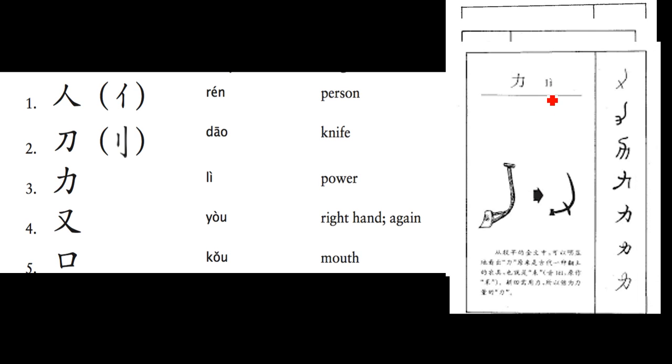Then 力. The original meaning of 力 is strong arm, but in modern days it means power. In 甲骨文, 力 is like a downward stretched hand. It is a deformation of the right hand. In ancient times, if a man had a strong arm, it was usually because he worked with a large amount of daily manual labor, and people also used the strong arm to represent invisible power.